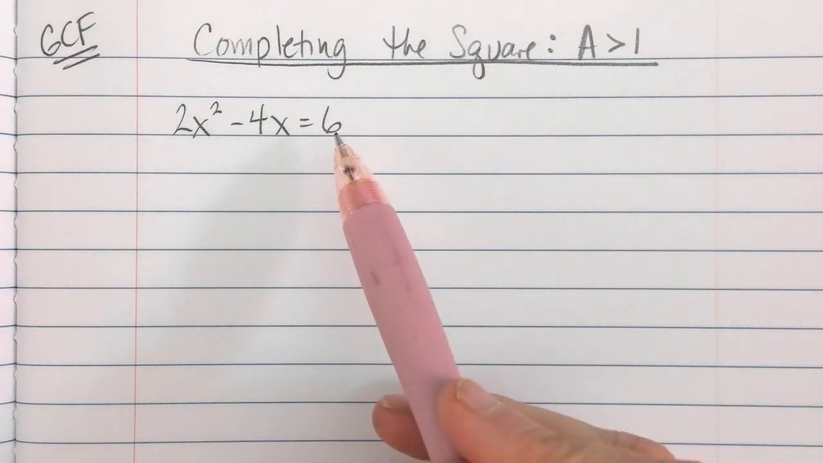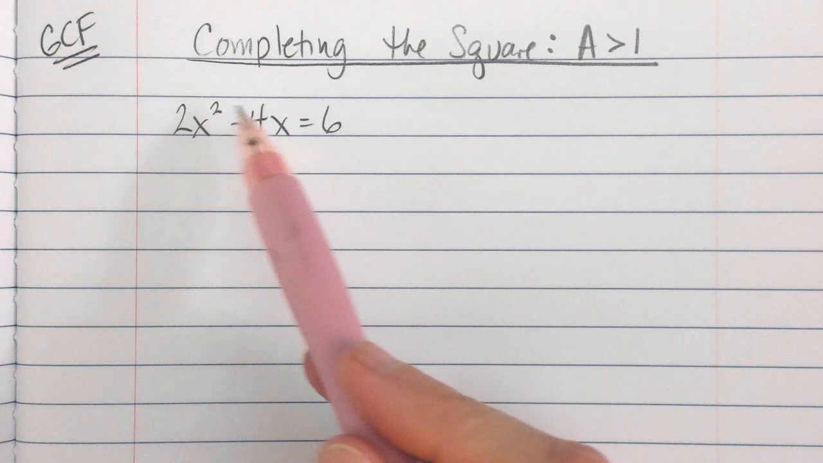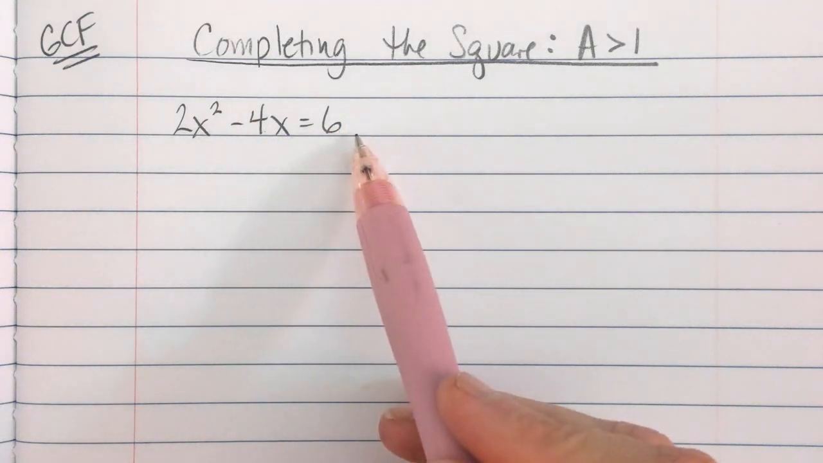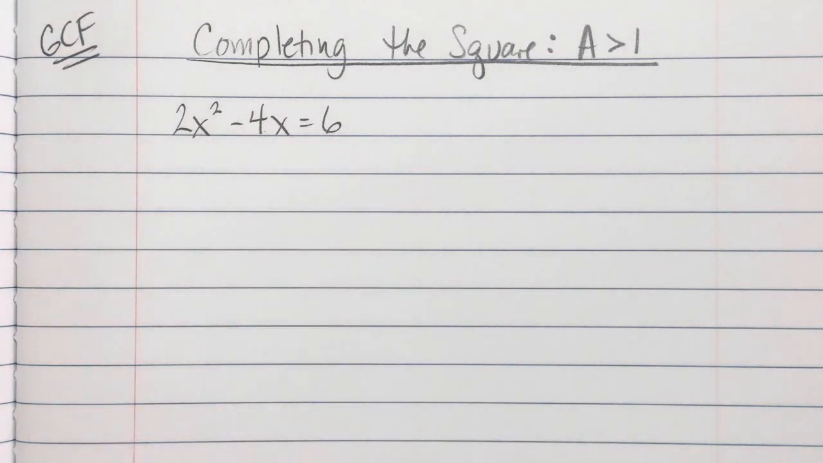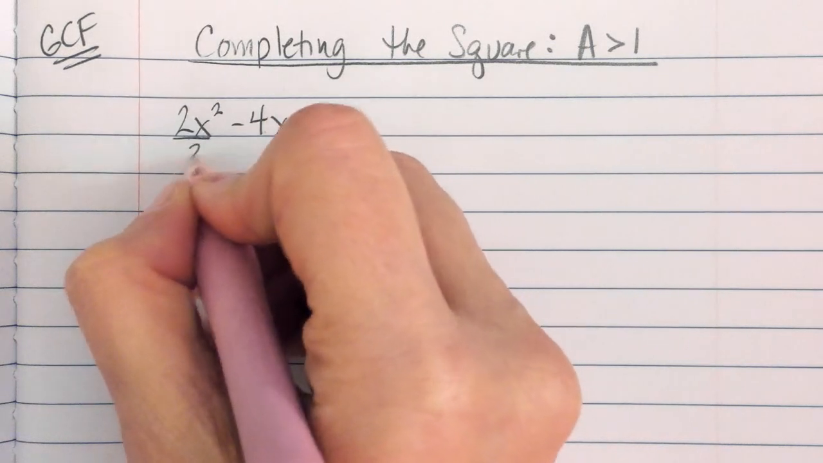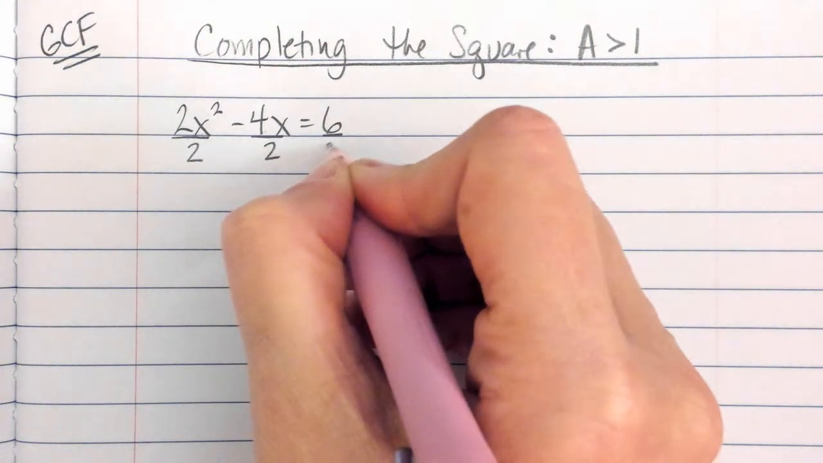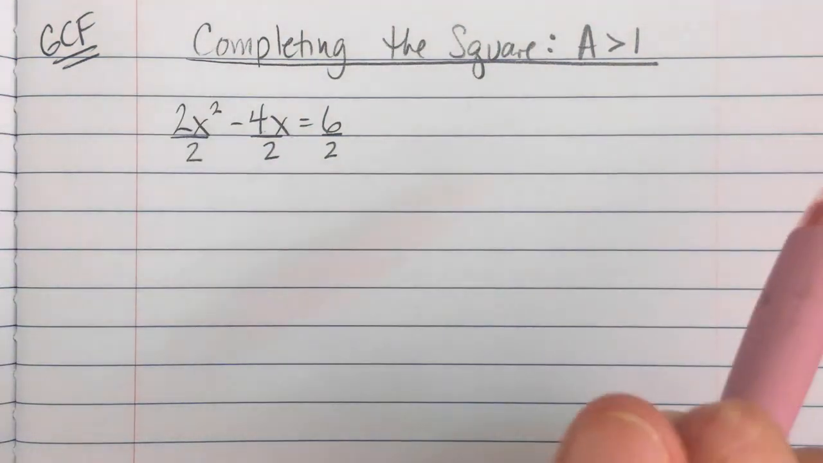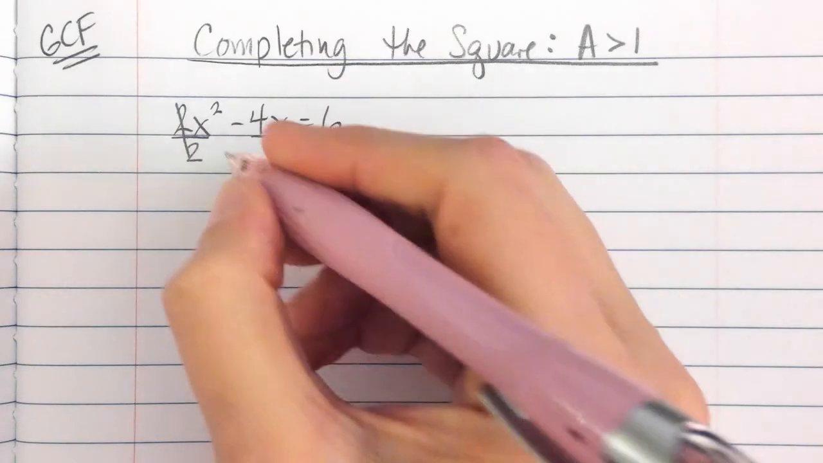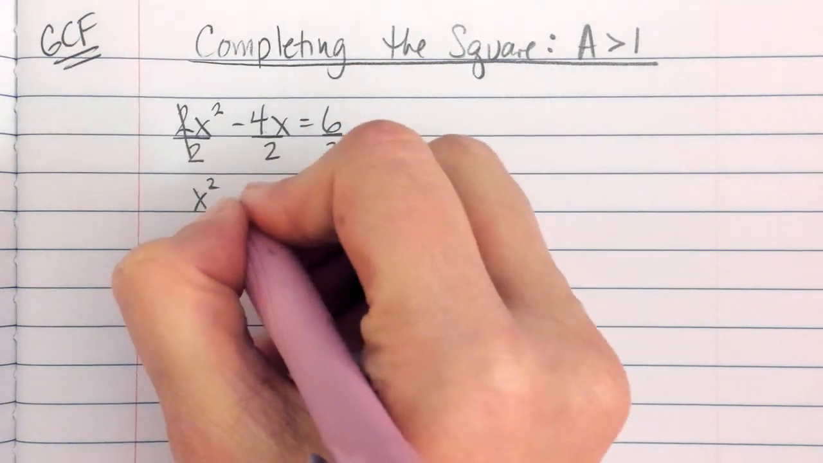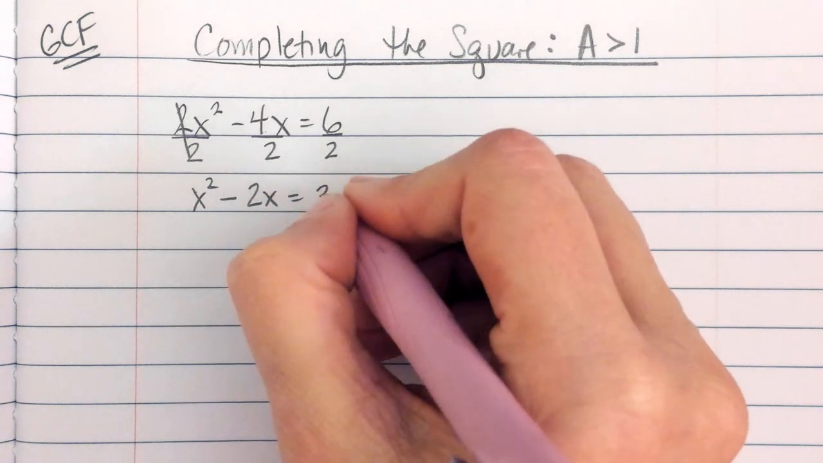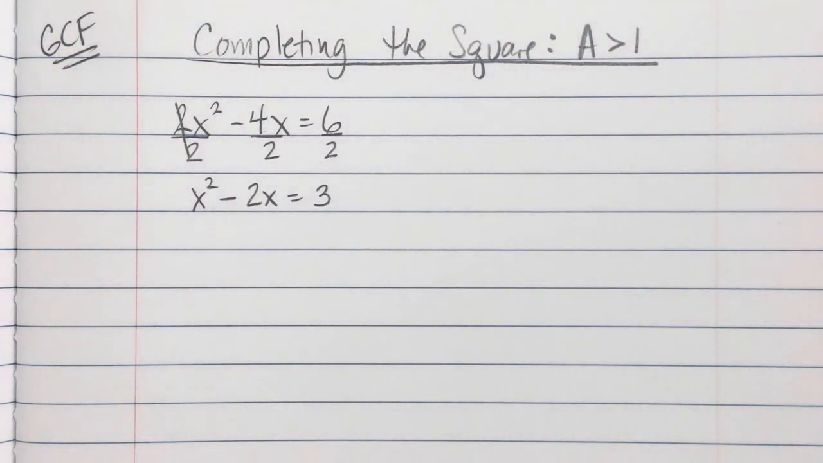Okay, so when I look at this, first of all, they don't have an x in common because this term doesn't have an x. So what number do they all have in common? They all have a 2 in common, so I can divide everything by 2. Because this is an equal sign, when I divide everything by 2, it goes away. So 2x squared divided by 2 becomes x squared. 4x divided by 2 becomes minus 2x. 6 divided by 2 becomes 3.